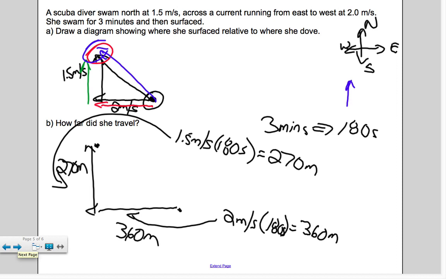So basically, we want to find out this distance. Can we assume that that's a right angle triangle, Mo? Well, does north and south meet east and west at a 90-degree angle? Yes. So can we use Pythagoras? Yes. Because it's a right angle triangle, we're given two sides, and we need to figure out the third side.